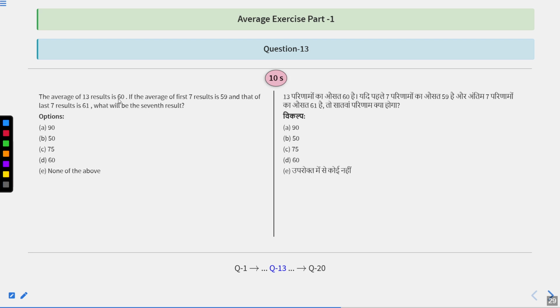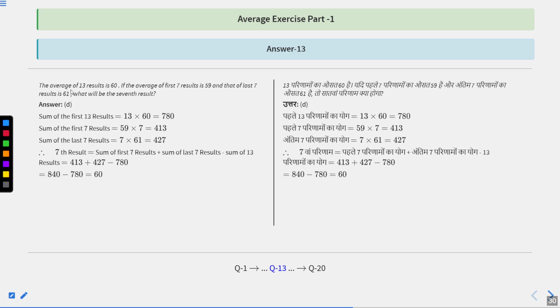The average of 13 results is 60. If the average of the first 7 results is 59 and that of the last 7 results is 61, what will be the 7th result? You have 5 options and 10 seconds to analyze the question. Your time starts now. Now time's up. Let's see the solution.